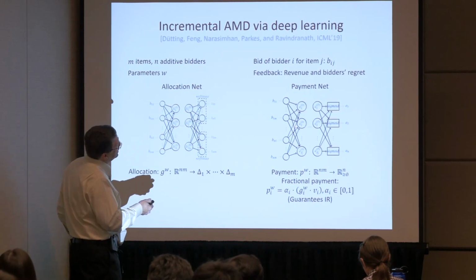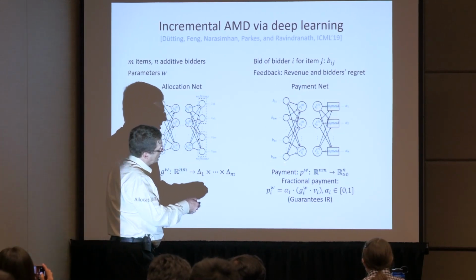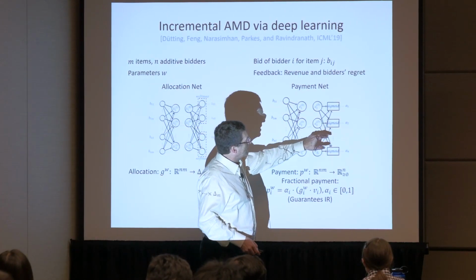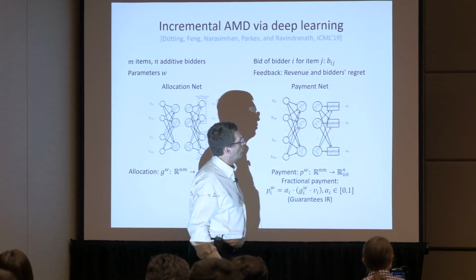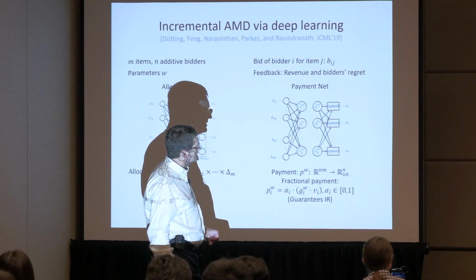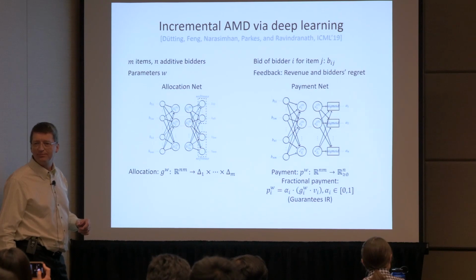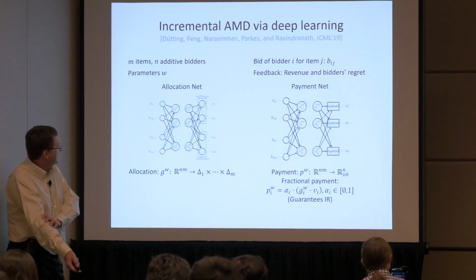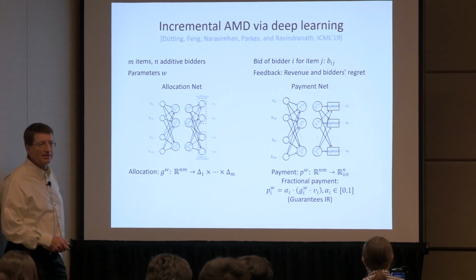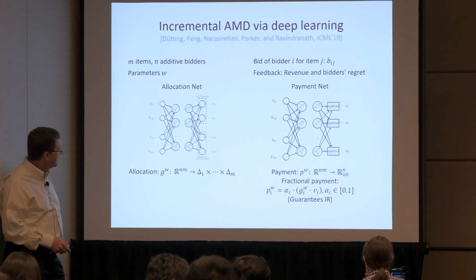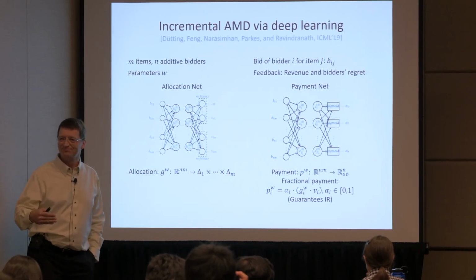You have another neural network, which is also a feed-forward neural network, same inputs here, and the output has a sigmoid that gives an alpha I between 0 and 1 for every bidder I, and that just says what fraction of the bidder's bid should the bidder pay. So this guarantees individual rationality. So the bidder doesn't pay anything more than his bid if we can make the thing incentive compatible so that they bid their true values.